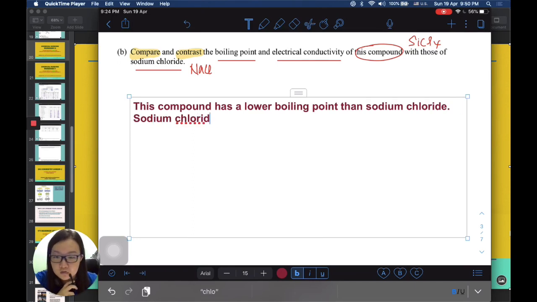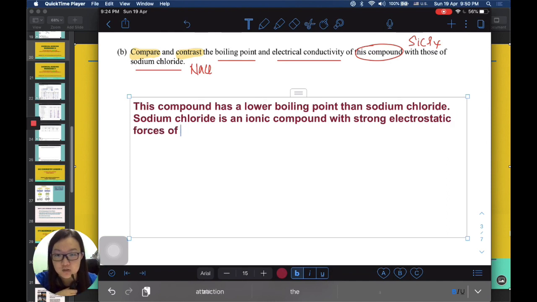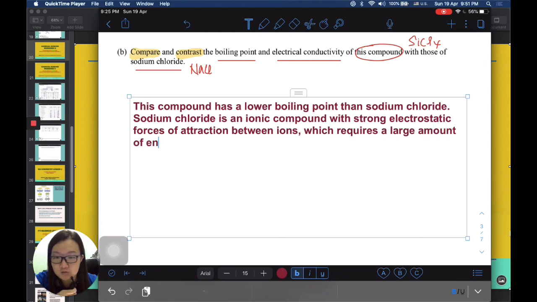So this compound, SiCl4, has a lower boiling point than sodium chloride. You need to ATQ first, right? Answer the question. And then you go on to say that sodium chloride is an ionic compound with strong electrostatic forces of attraction between the ions, which requires a large amount of energy to overcome.